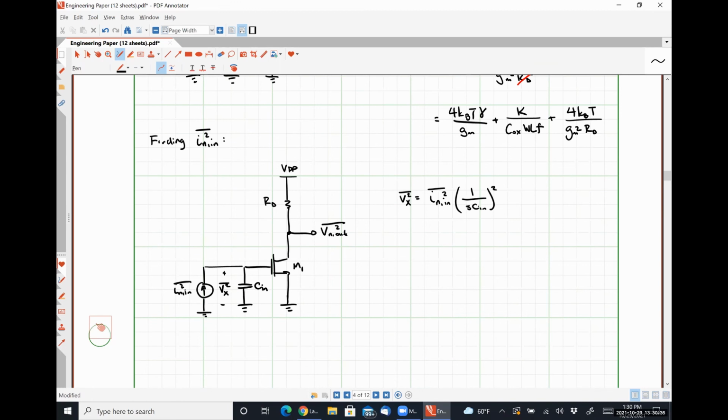So why I did that is because transistors do a fantastic job of converting an input voltage to an output signal, right? So I could say pretty easily here that Vn out squared is just Vx squared times our voltage gain squared, right? Where the voltage gain is the transfer function of this circuit. So that's going to be the 1 over s Cn squared times gm rd squared.